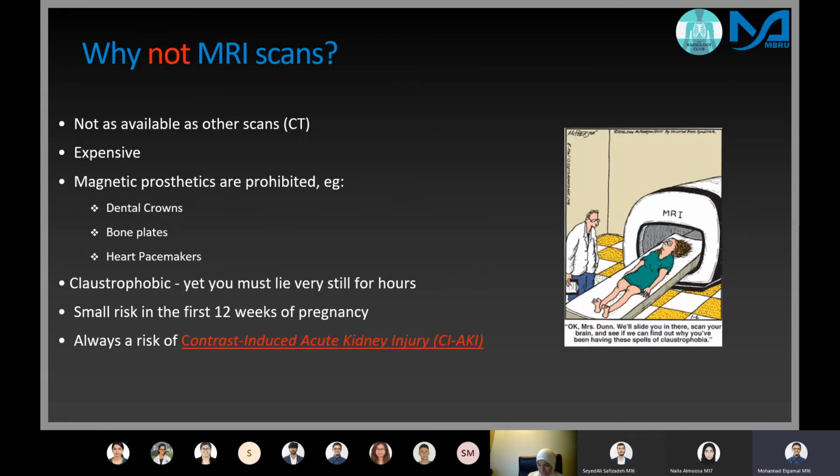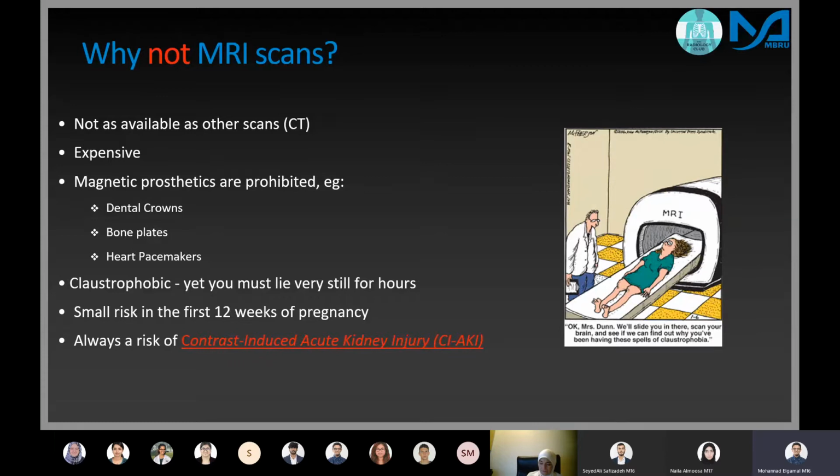And then the disadvantages of MRIs are that they're not as available as CT scans, for example. CT scans are usually everywhere, but MRIs are not as available in most countries. They are very, very expensive, which is a big issue for most people, even for insurance companies. You have to have the insurance company accept your MRI request before you go through one.